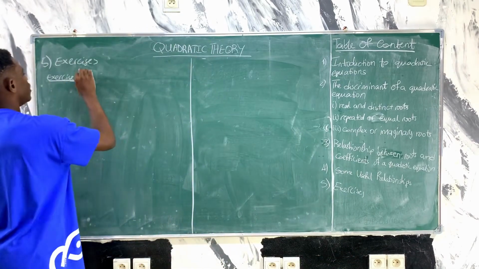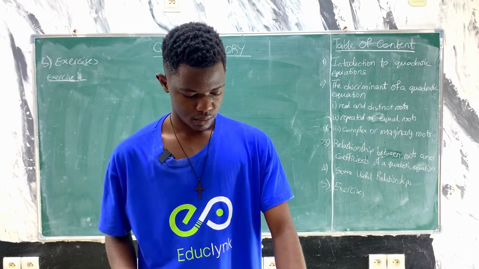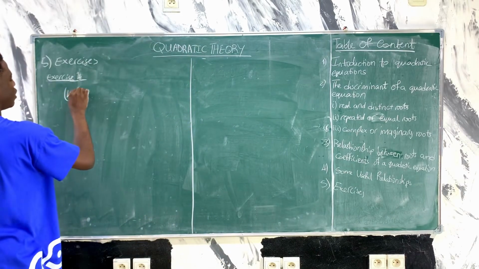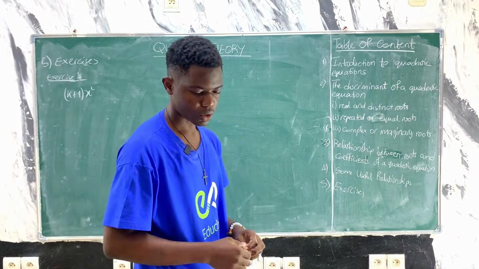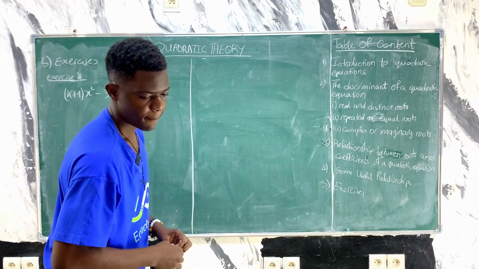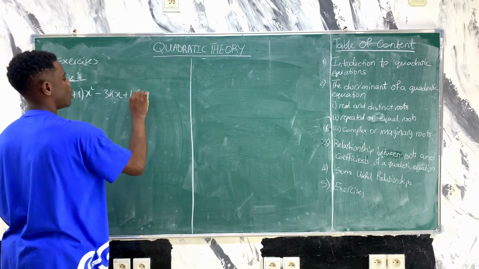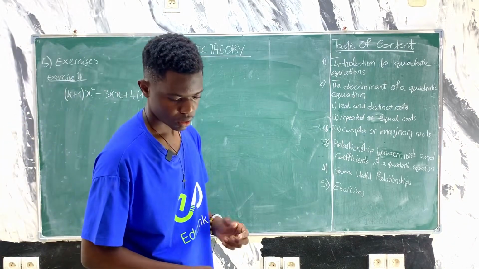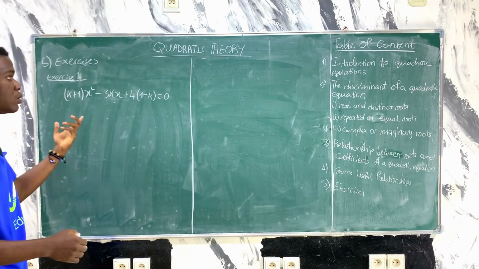So exercise 4. Exercise 4 says, given that the equation (k plus 1)x squared minus 3kx plus 4 into (1 minus k) is equal to 0. Given that this equation has repeated roots, find the range of values of k, the value of the values of k.